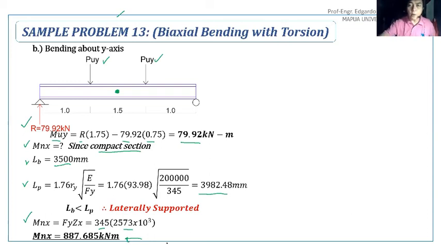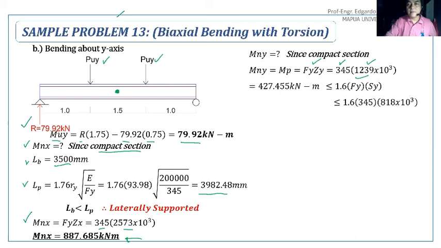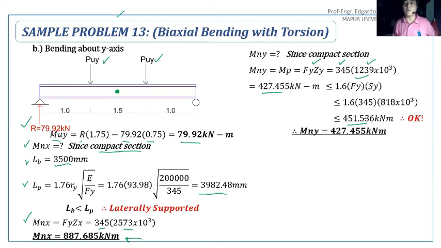Next, how about MNY? Again, our section is already compact. So our MNY would simply be FyZy, a section property. Then you just check it against 1.6 FySy. That is 451. So it passes, right? The 427 is less than 451. So our MNY is okay. So we got the MNY, 427.